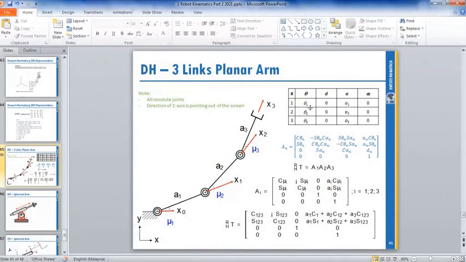This matrix rotation Z multiply with matrix translation, matrix rotation Z multiply with matrix translation. After you multiply all that, you multiply from left to right, but you need to arrange the matrix from left to right: A1, A2, A3. From your matrix, you need to arrange from left to right. After you multiply, you get this matrix specific for this robotic arm.